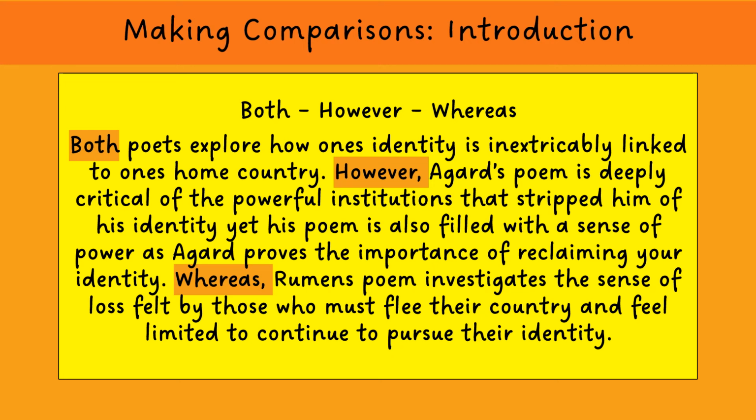So, both poets explore how one's identity is inextricably linked to one's home country. However, Agard's poem is deeply critical of the powerful institutions that stripped him of his identity, yet his poem is also filled with a sense of power, as Agard proves the importance of reclaiming your identity. Whereas Rumens' poem investigates the sense of loss felt by those who must flee their country, and they feel limited to continue to pursue their identity.